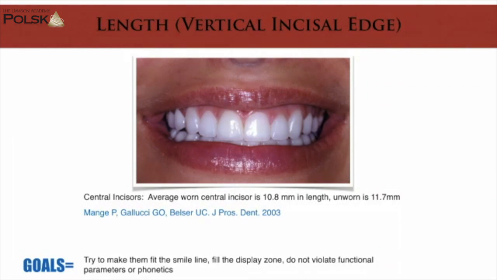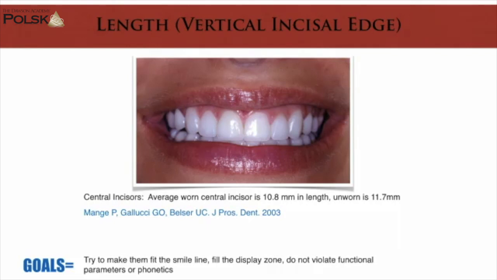So how do we control the vertical incisal length? Well, the most important thing to realize first is if we're going to be restoring anterior teeth, ultimately we're going to be trying to have a maxillary central incisor somewhere between 10 and 11 millimeters in length.